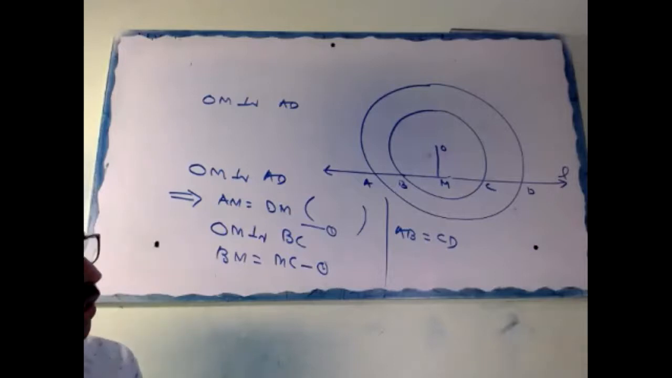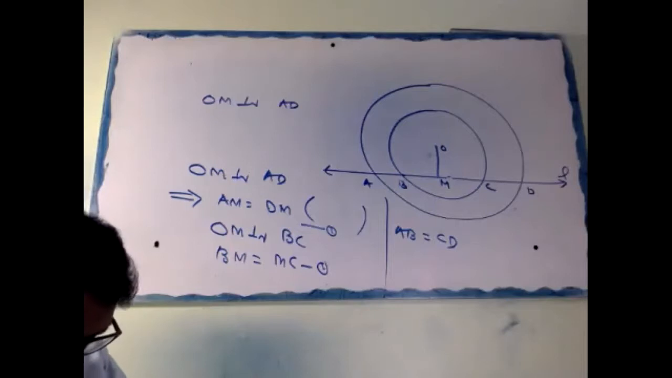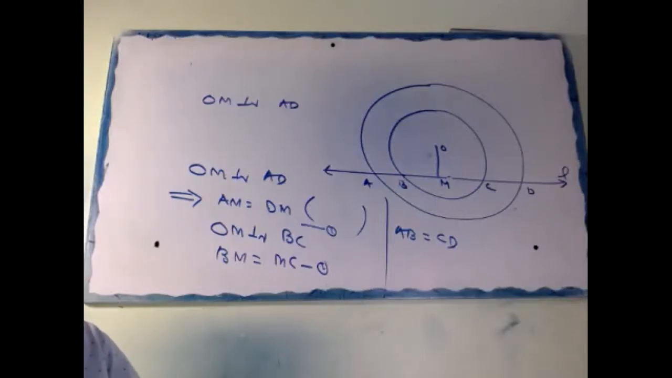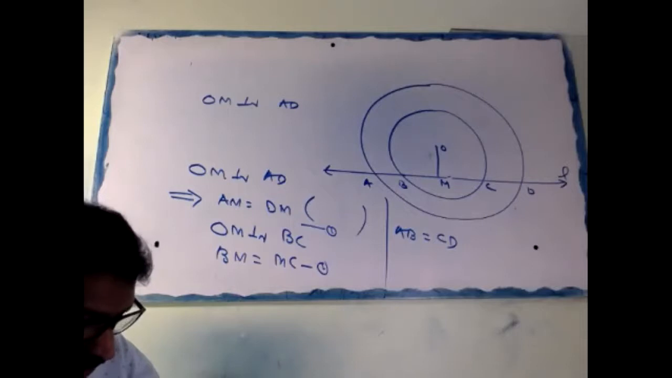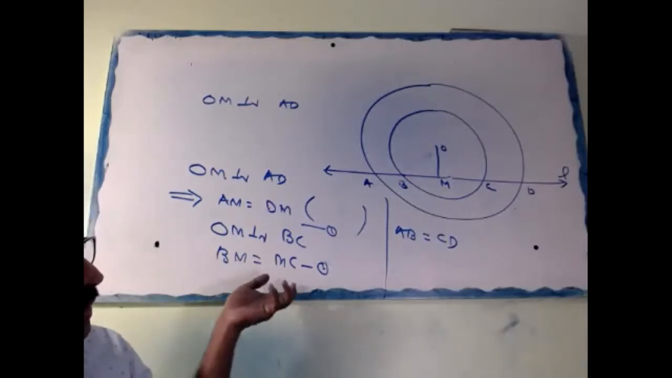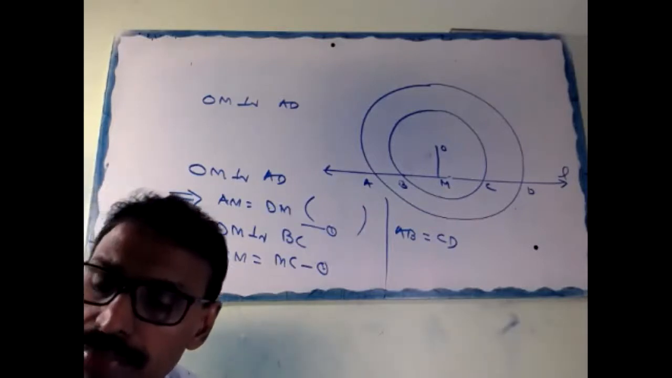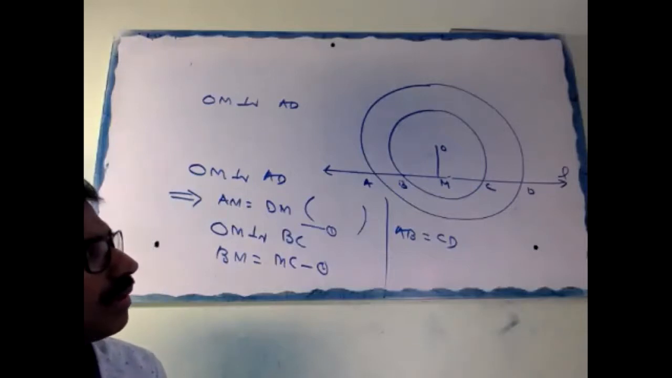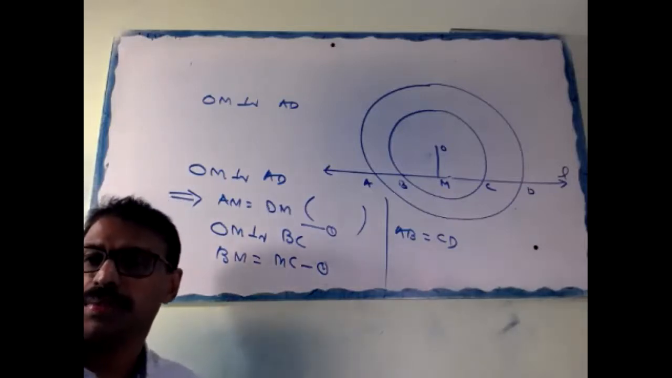Next, OM is perpendicular to BC by construction. Therefore, BM equals MC, number two, same reason: the perpendicular from the center bisects the chord. Then 1 minus 2: AM minus BM equals DM minus CM. What is that? AM minus BM is AB. DM minus MC equals CD. So AB equals CD.